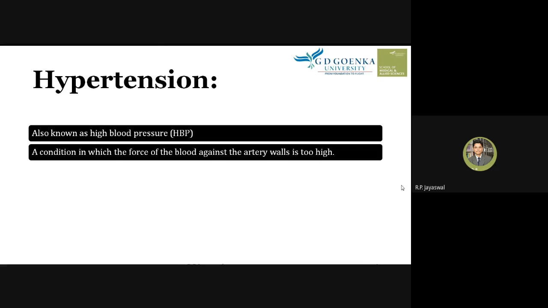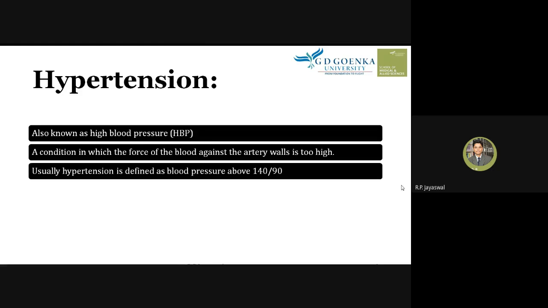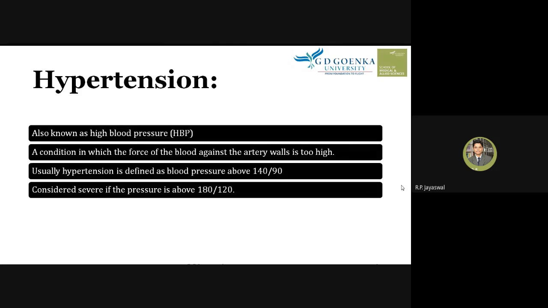the blood pressure, and if the pressure is very high compared to the normal range, then we call the condition hypertension. Usually hypertension is defined as blood pressure above 140 by 90. So this is the upper limit above which, if the value is higher, then we can predict hypertension. It is considered severe if the pressure is above 180 by 120.